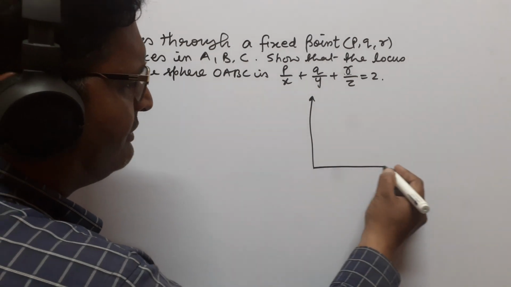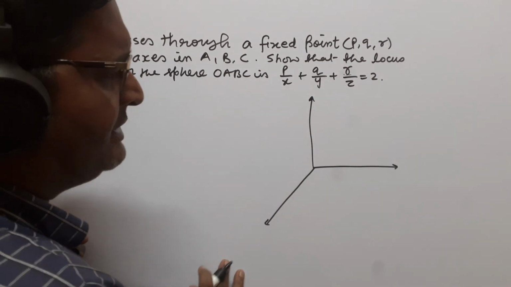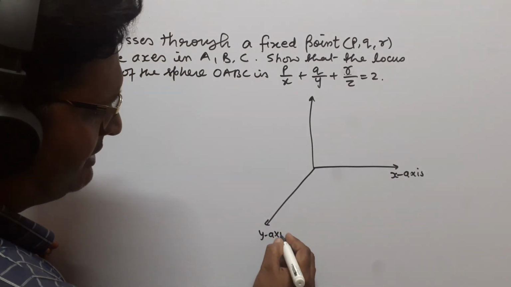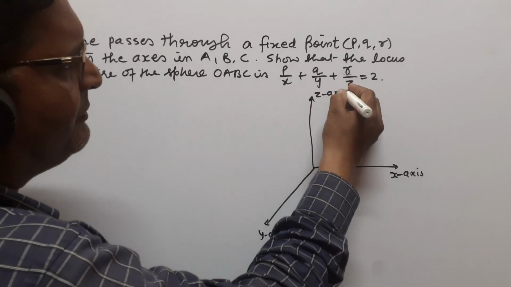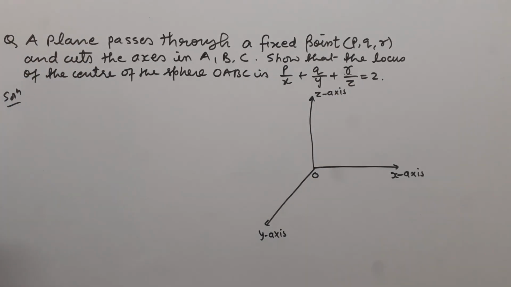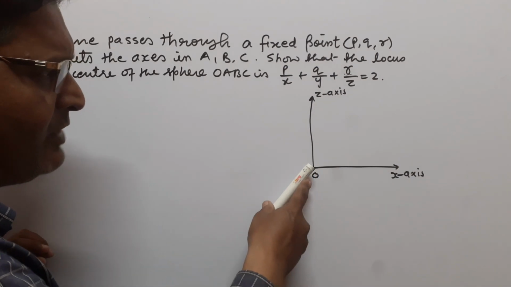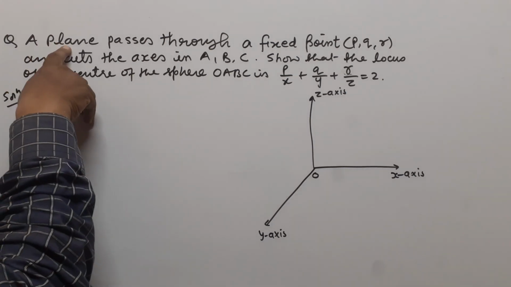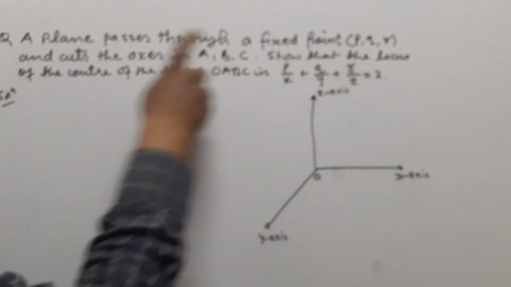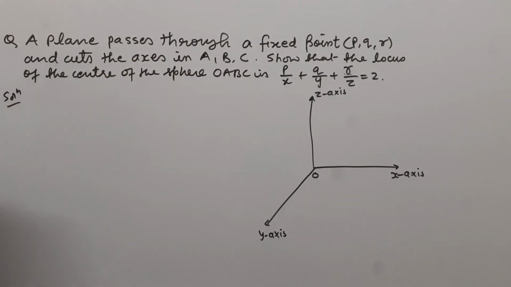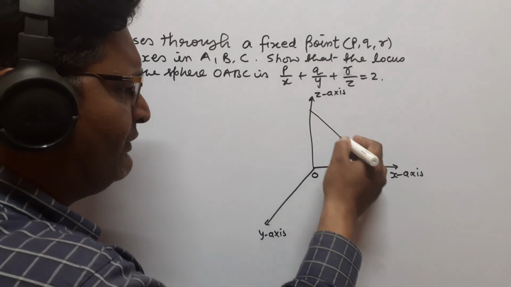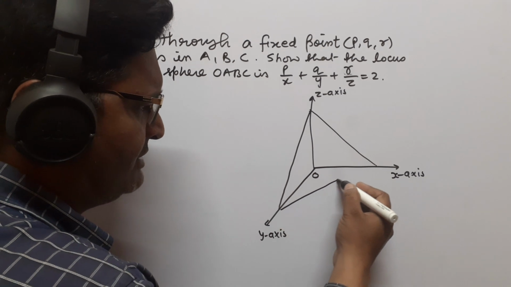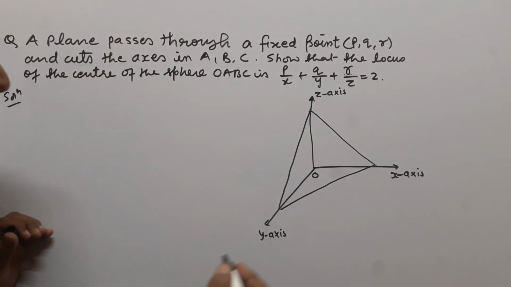So here, first we make the x axis, y axis and z axis. Suppose this is the x axis, this is the y axis and this is the z axis, and O is the origin. In this question it is given that a plane passes through a fixed point PQR and cuts the axes in A, B, C. So first we form a plane which cuts the axes X, Y, Z in points A, B, C.